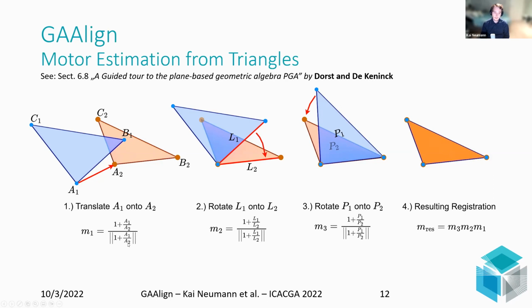And in each step, we are using basically the same equation with just different objects. So it's always 1 plus A1 by A2, or 1 plus L1 divided by L2. And we are always dividing by the same term again, so we get the normalized motor.